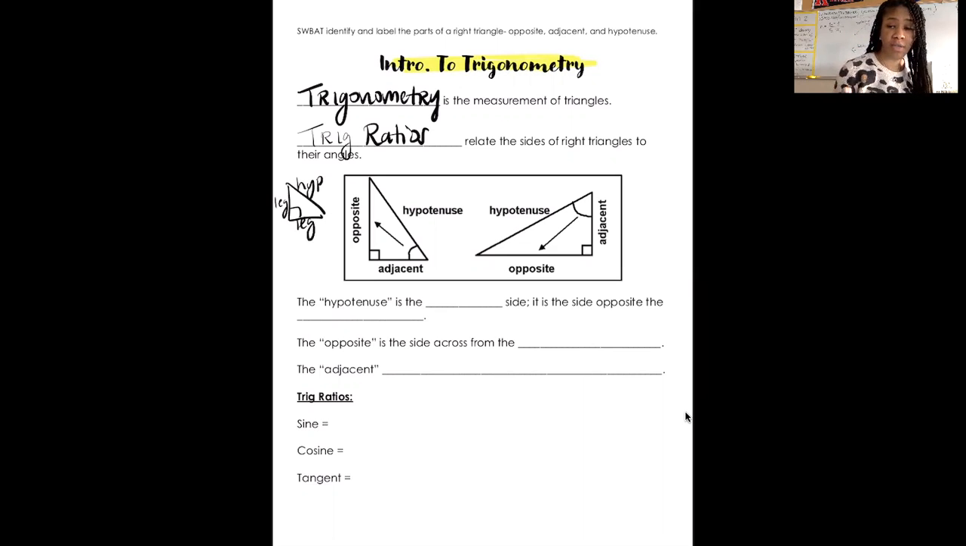Now they have particular names, the legs. They're either an opposite or an adjacent. Copy down this diagram into your chart. I want you to notice that depending on which angle is labeled, the sides kind of switch around.